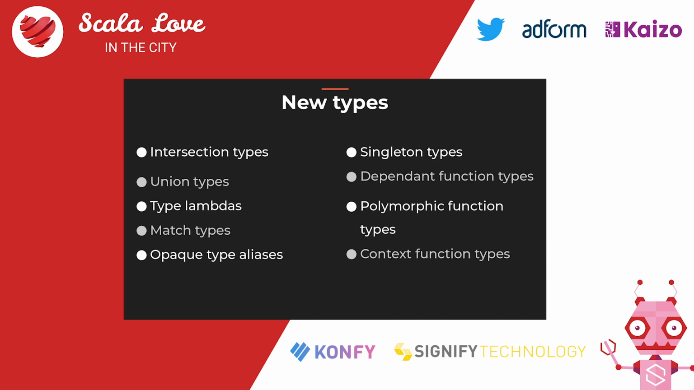First of all, there are many new types, and each of these is designed to solve a specific use case. For example, type lambdas. With them, it's now possible to partially apply higher kinded types.